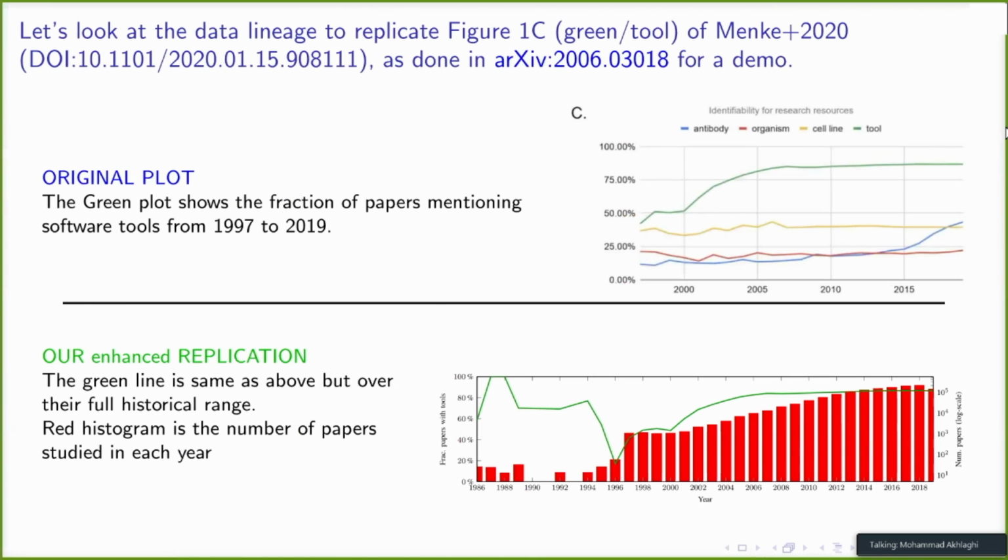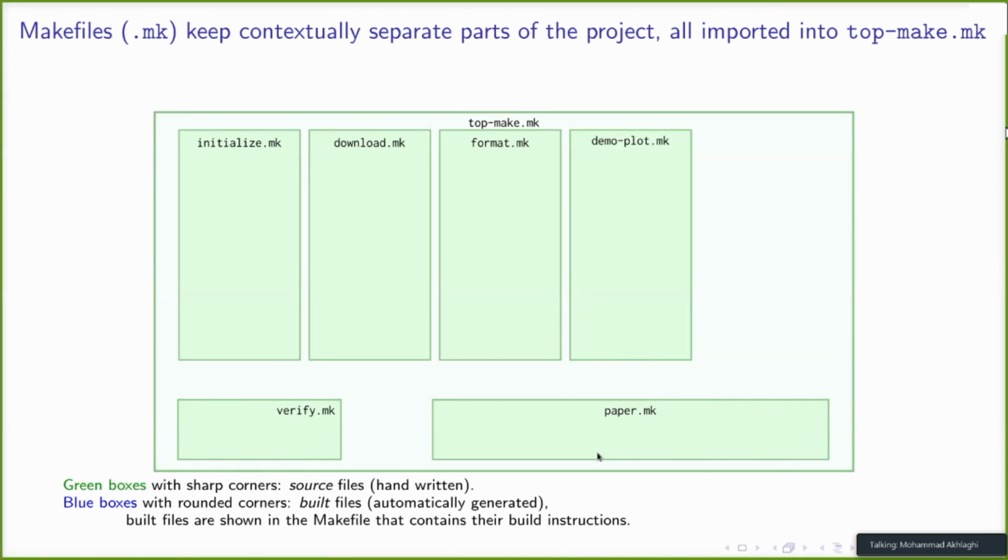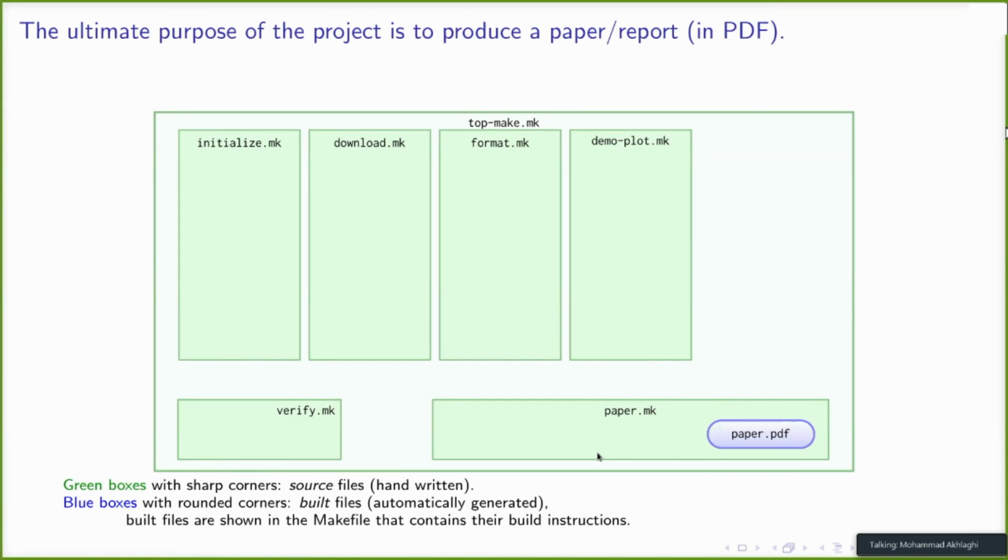So as an example, I will just reproduce this tiny plot from a paper that worked on counting how many papers cite software. And just as a tiny workflow, I'll show the whole structure of Maneage. Because it's in Make, it's good to see everything in reverse, from the end to the start. So look, we have paper PDF, the final goal of any research project, right?